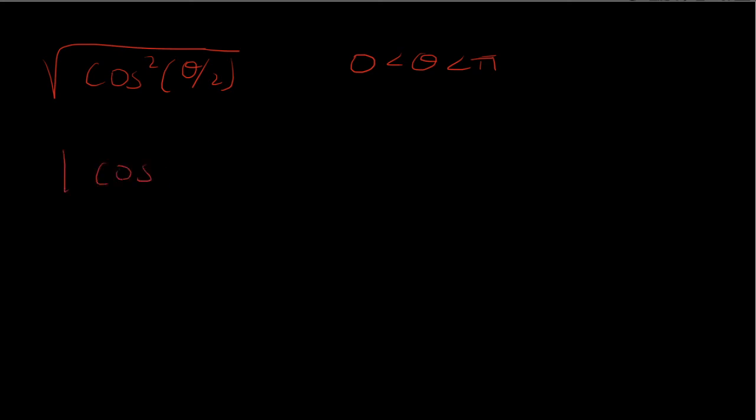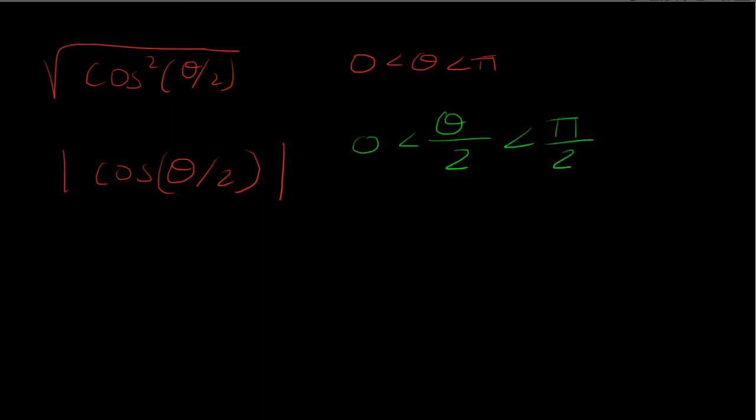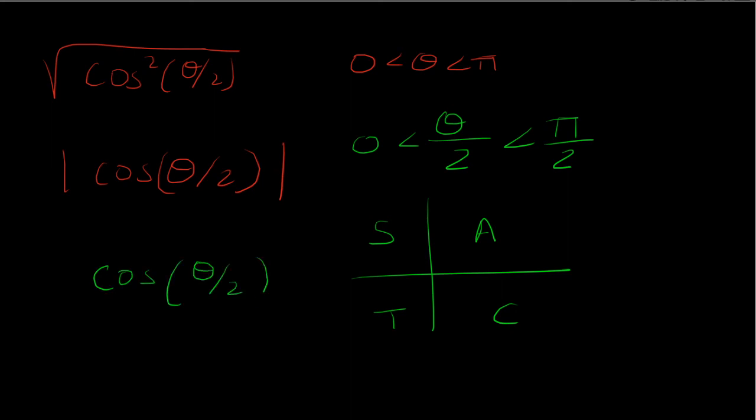Okay, last one. We have the square root of cosine squared theta over 2, where theta is between 0 and pi. So the square root and the square are going to cancel, and I'm going to be left with the absolute value of cosine theta over 2. Now I want to convert this theta into theta over 2, so I'm going to divide both sides by 2. And I see that I'm in the first quadrant, and in the first quadrant, everything is positive. Okay, so all of the 6 trigonometric functions are positive, so I can just remove the absolute value, and that is my answer.